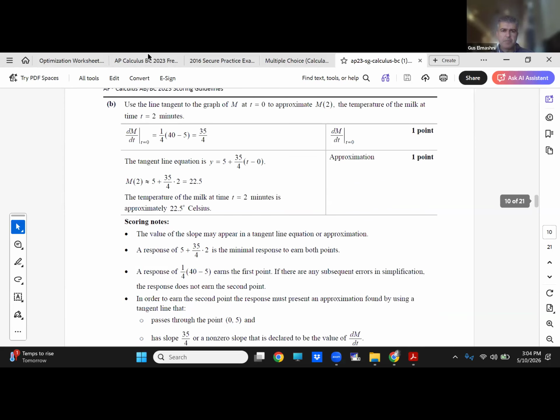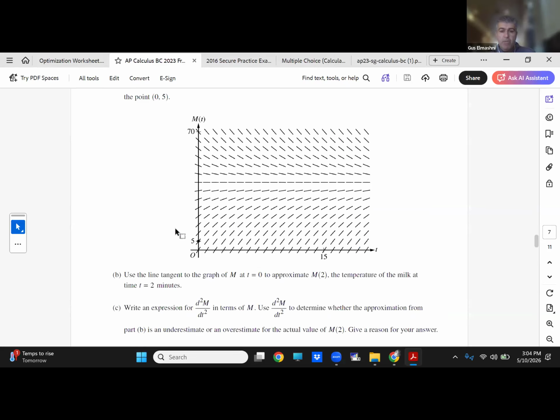Okay. Then for C, find the second derivative and use that to determine whether the approximation is an under or overestimate. So say you have your general equation like this, right? You have a tangent line. Now, if you're concave down, then the tangent line is an overestimate because it's going to be above the curve. I know it's kind of weird, but if you're concave down, you're actually an overestimate. If you're concave up, your tangent line is going to be an underestimate, right? Underestimate if you're concave up.